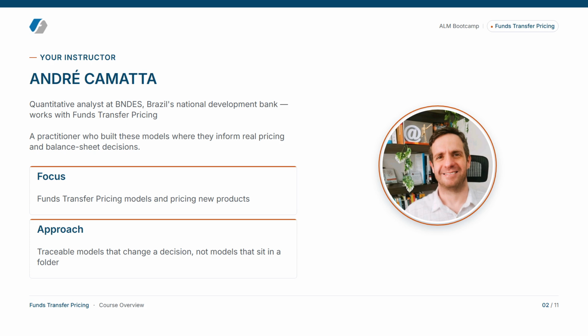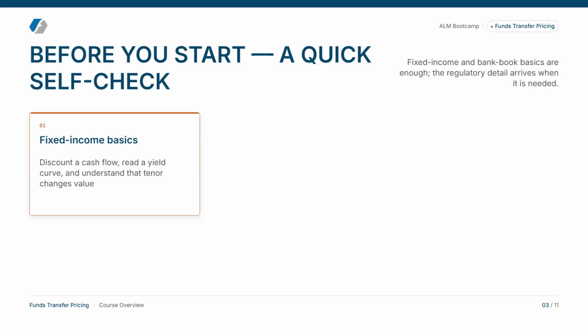I'm André Camata, a quantitative analyst at BNDES, Brazil's National Development Bank. My work centers on funds transfer pricing, building FTP models, and pricing new products. The standard I care about is practical. A model should make its assumptions traceable and improve a real decision. FTP has no single universal calibration, so we will be clear about every choice the framework makes.